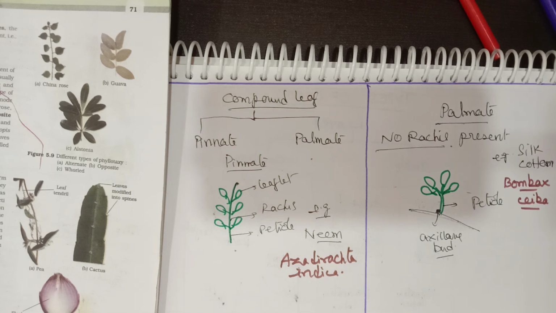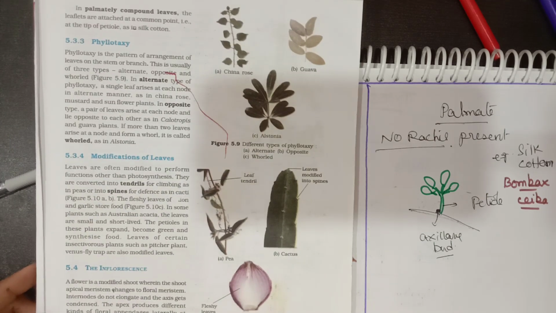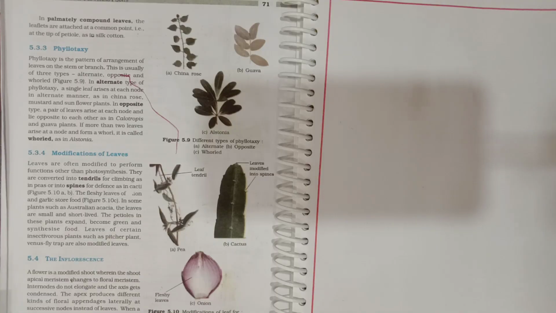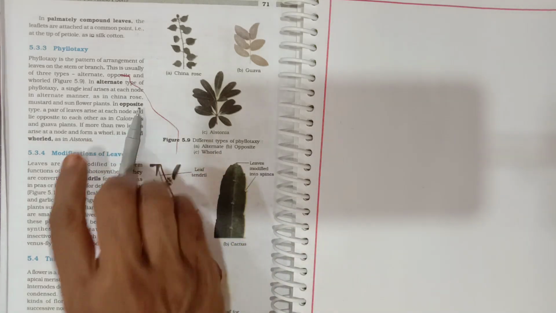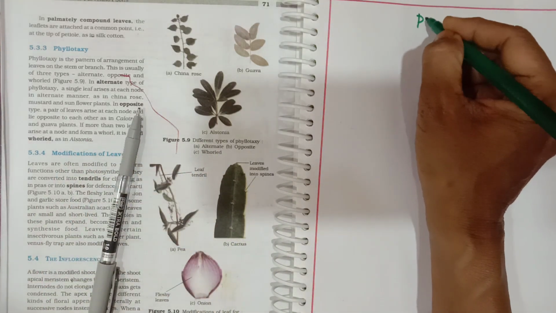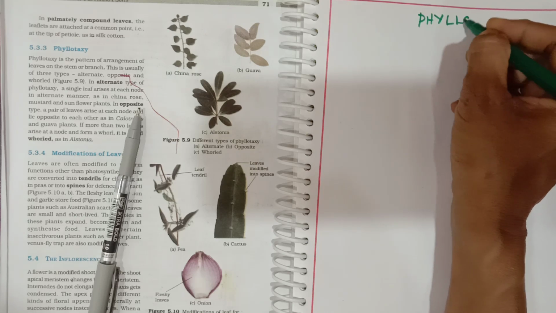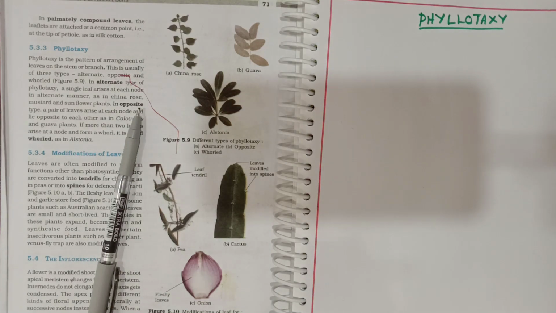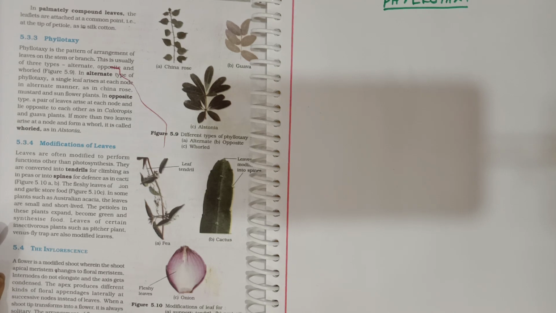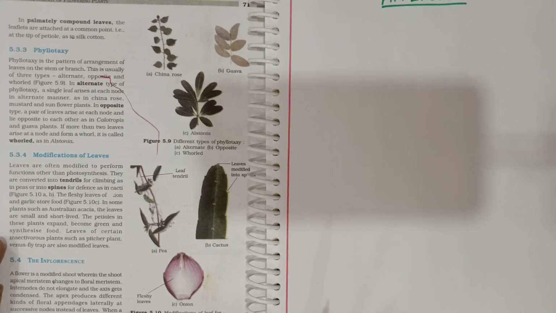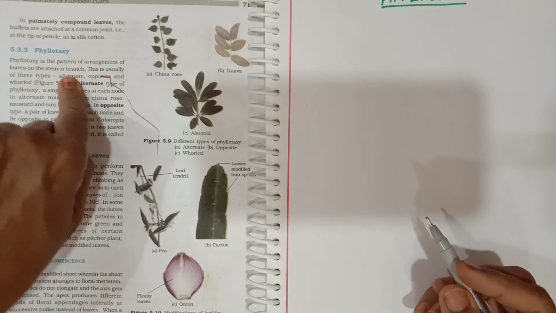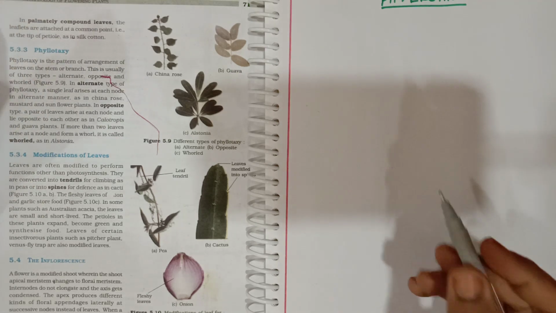Okay. Now we are left with the next topic, that is philotaxy. So let us complete philotaxy. Now we are going to start with philotaxy. We will see the definition and meaning of philotaxy, different types of philotaxy, and one or two questions related to philotaxy. Very simple and common questions we can get related to philotaxy. So now let us first read what is philotaxy. It is the pattern of arrangement of leaves on the stem or branches. How leaves are arranged on the stem or branches.